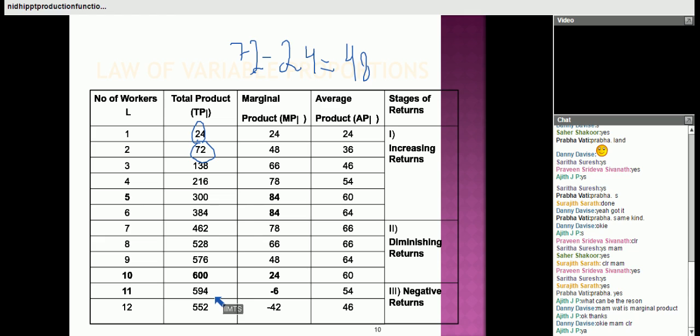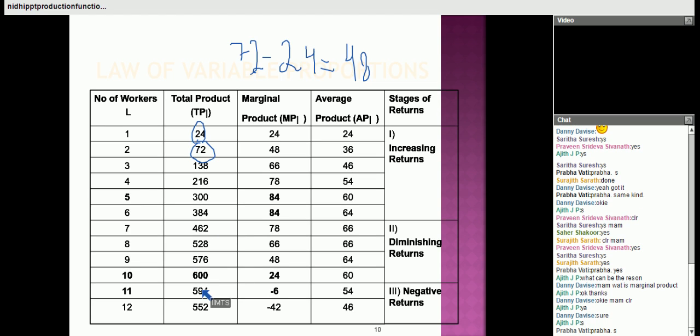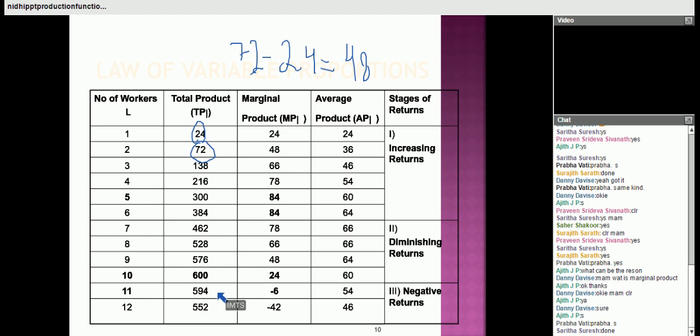Okay? So you can just read this column once, everybody. All of you, read it. All the units. If you have any doubts, please ask. Is it done? Now coming to the 10th unit, it is 600. Now at the 11th unit, it is 594 minus 600. That is minus 6. For the 12th unit, it's 552 minus 594. That is minus 42. Okay? So this is how the marginal product is being calculated.